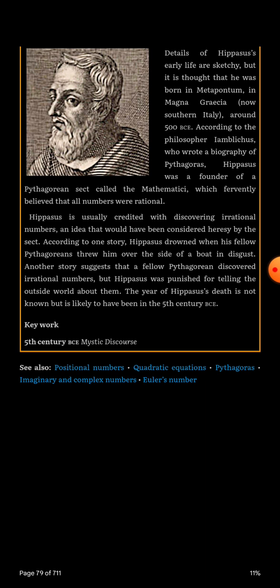According to one story, Hippasus' fellow Pythagoreans threw him over the side of a boat in disgust and he drowned. Another story suggests that a fellow Pythagorean discovered irrational numbers, but Hippasus was punished for telling the outside world about them. The year of Hippasus' death is not known, but is likely to have been in the 5th century BC.